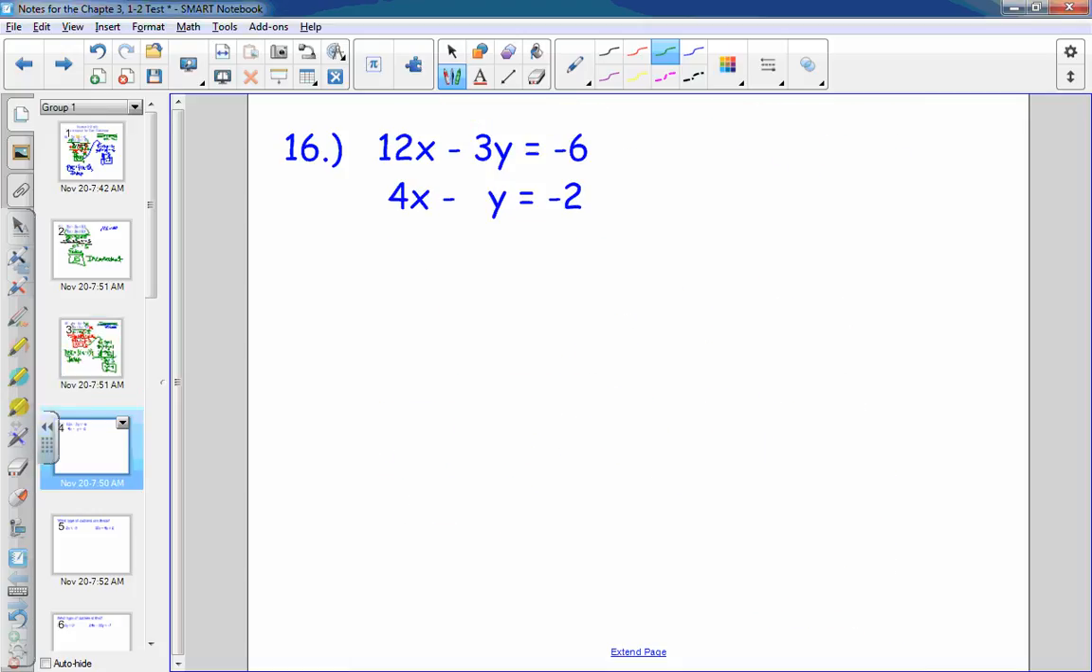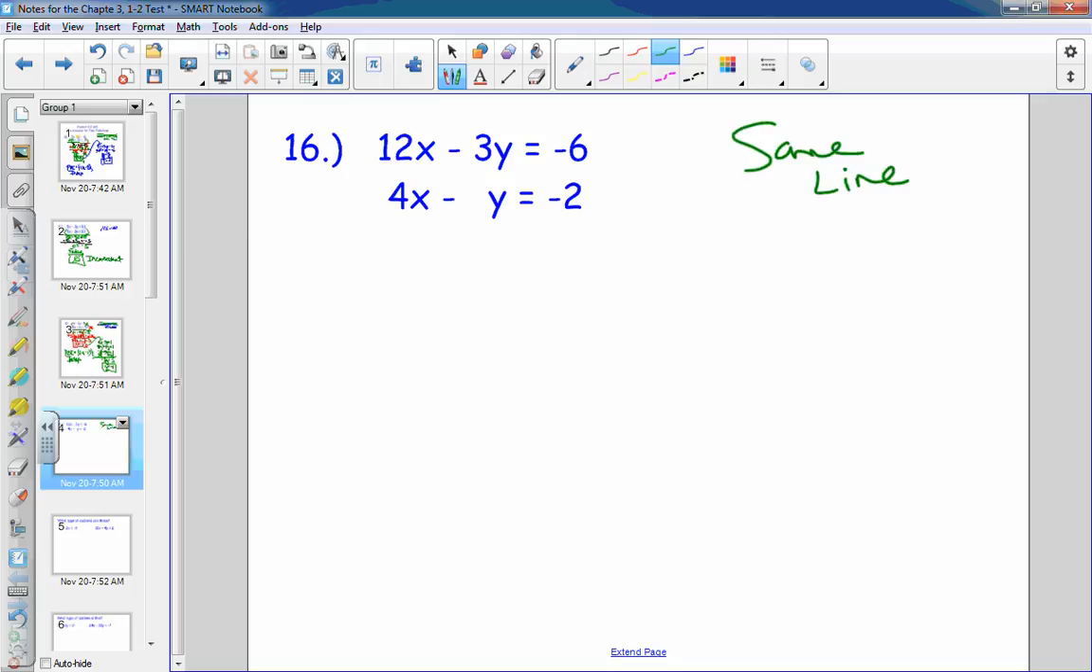Now, this is number 16. If I look at number 16, I'm going to go ahead and use logic again, and I'm going to say, well, if we look at this, how do I go from 4x to 12x? Well, I multiply by 3. How do I go from negative 1y to negative 3y? I multiplied by 3. How do I go from negative 2 to negative 6? I multiplied by 3. Since I multiplied the entire bottom equation by 3 to get the top equation, these are essentially going to be the same line.